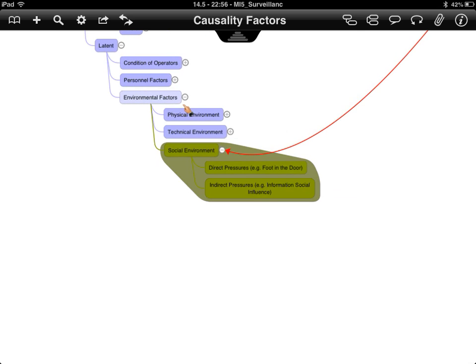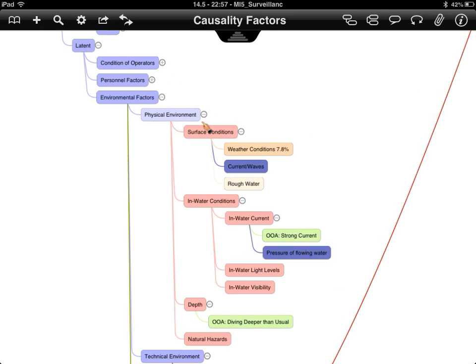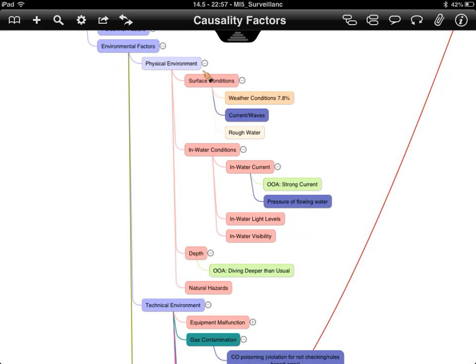And environmental factors. This social environmental influence comes from, as I say, an Alaskan general aviation paper which looked at the pressures on the crew to conduct operations which are not ideal, and a bit of pressuritis. There are a number of different pressures being placed, and I'm taking this on board because I believe that the same sort of pressures sit within sport diving. Look at the technical environment, the standards, and how the technical environment is controlled. And then we look at the physical environment, the in-water environment, surface conditions, in-water depth, natural hazards.